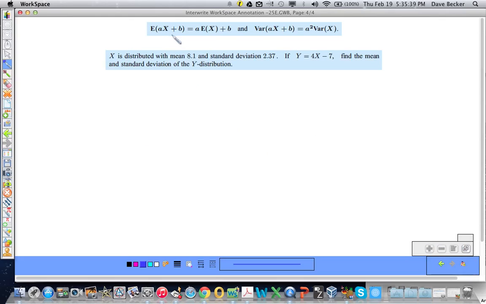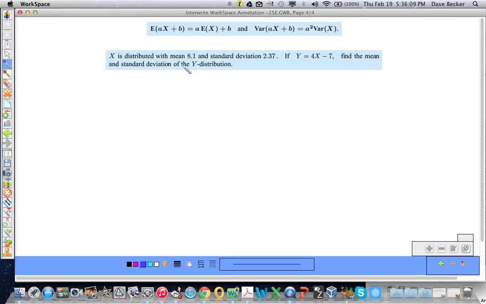Okay, so next. There's an investigation that we can go through to show that these relationships are true. If I have the expected value of A times a random variable x plus B, I can rewrite it like this: A times the expected value of x plus B, and the variance of ax plus b is equivalent to a squared times the variance of x. And we'll talk about that in class.